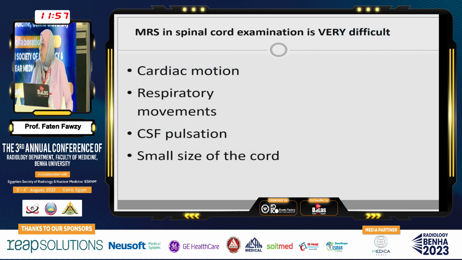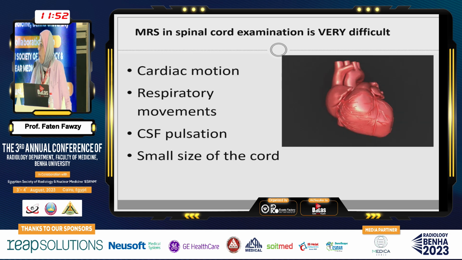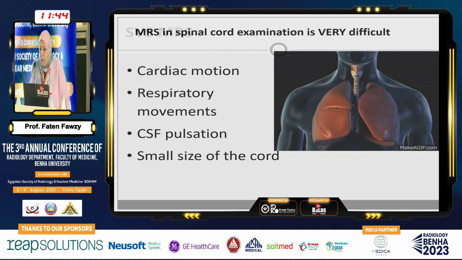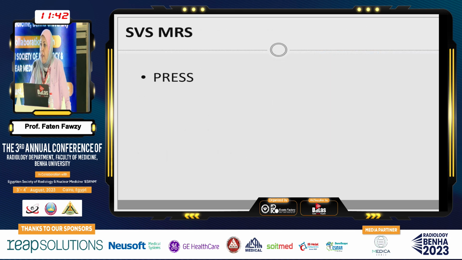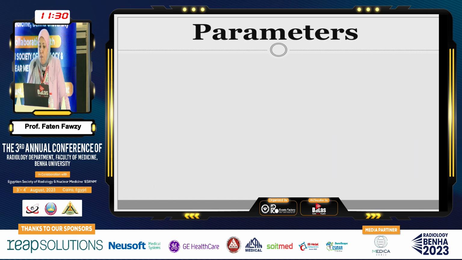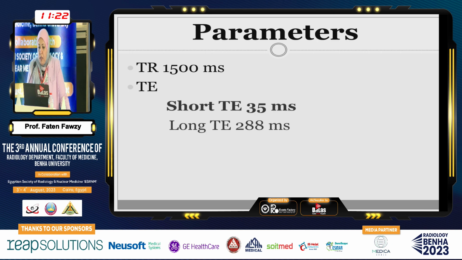MRS of the spinal cord is a difficult technique. This is because of cardiac motion, respiratory movement, CSF pulsation, and the small size of the cord. This can be overcome by proper selection of the technique in the form of PRESS technique, water suppression, fat suppression, shimming, cardiac and respiratory gating, in addition to proper selection of the pulse parameters, namely the echo time, TE.